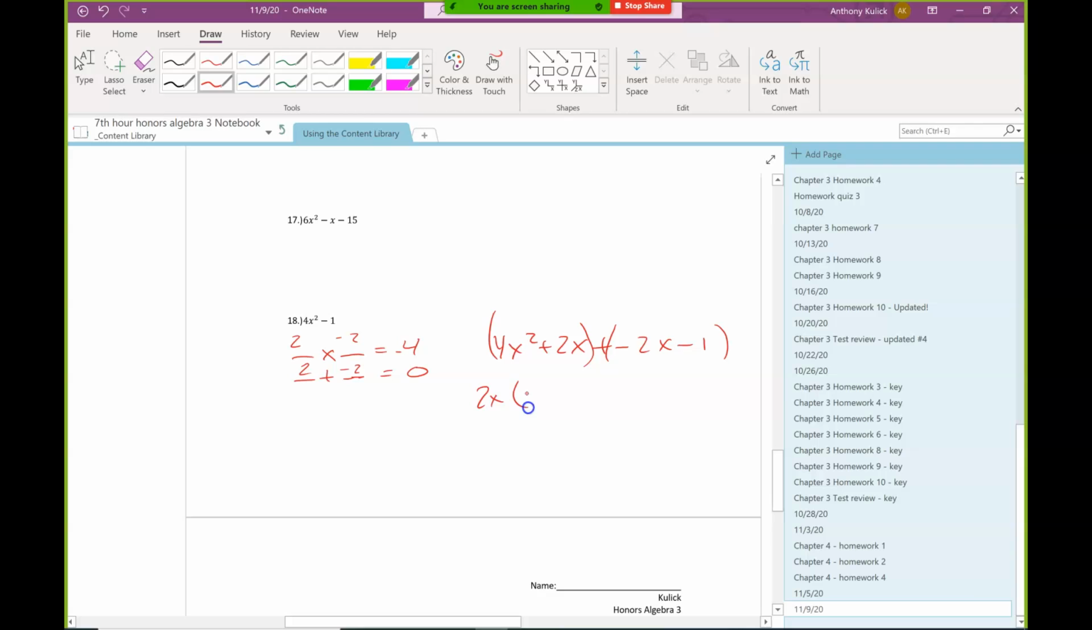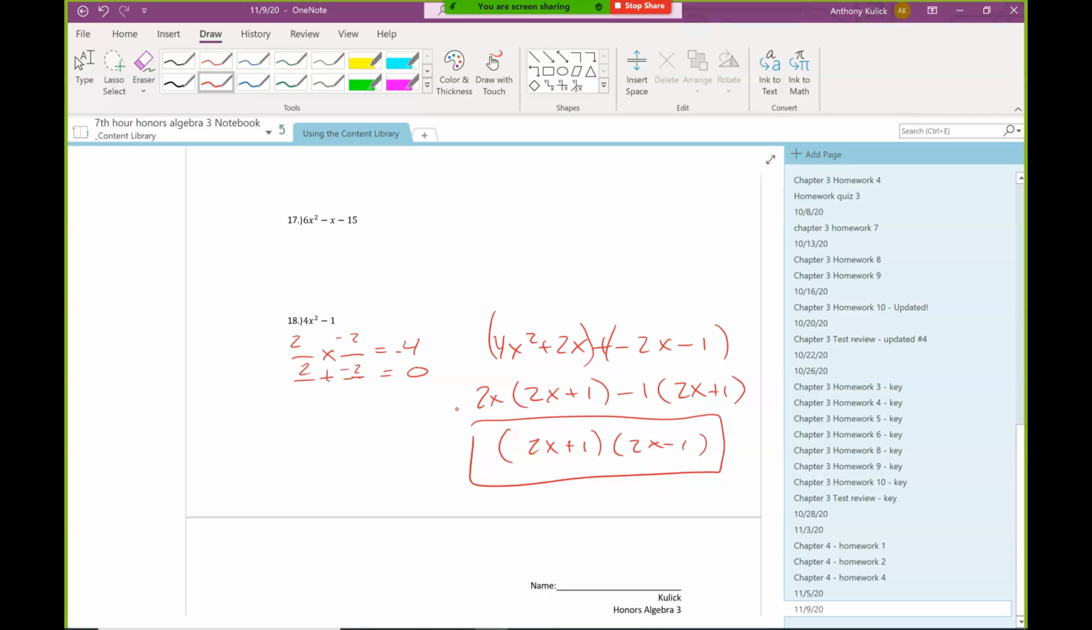From the first group we can take out a 2x. And from the second group we can take out a negative 1. And that gives us 2x plus 1 and 2x minus 1. Does that feel okay? Good. So the 0 part was probably the, what the heck do I do with that, right? But after you make that realization, it's like, oh, okay, I can find those two numbers. That wasn't too bad.